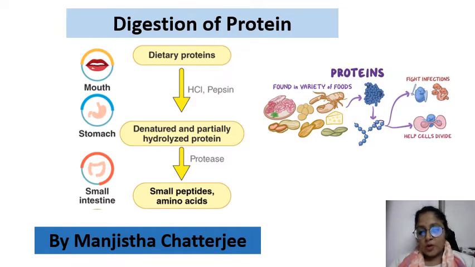So our main target is, before absorption takes place, we need to change these proteins, whether in the primary, secondary, or tertiary structure, whatever structure they are having, into simple amino acids for future absorption.